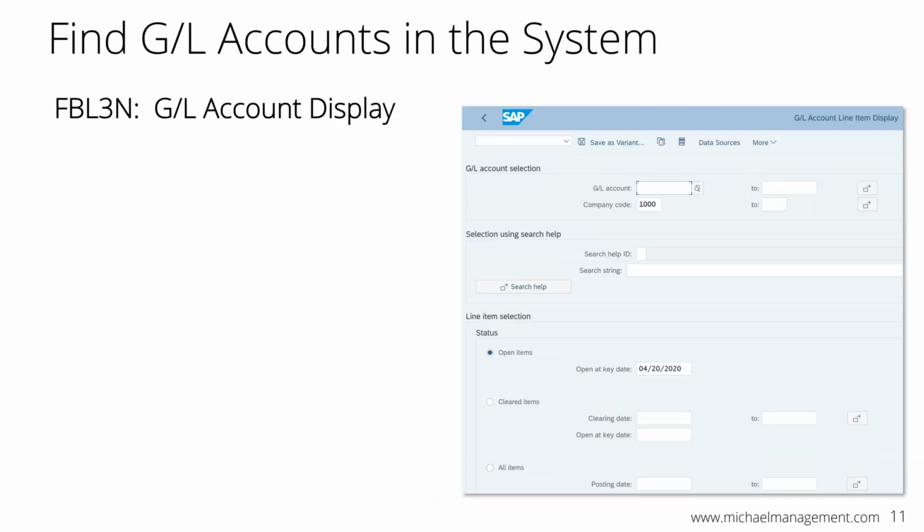If you're a finance user or want to explore the finance side, you can always look for GL accounts in the system. If you need a GL account for a transaction you're trying to test out, you can use FBL3N to query the system to find any of the existing GL accounts that have been configured over the years within that system.